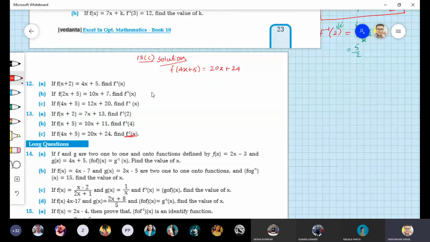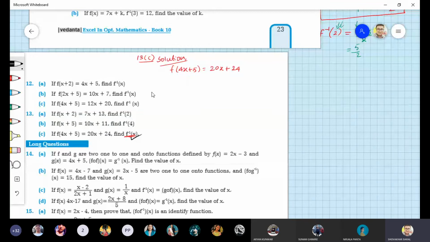For that, you need to find f of x at first. This is not f of x. Some quantity, 4x plus 5, is here. This is a disturbing quantity. So I need to replace this 4x plus 5 with something else to find f of x at first, and subsequently we'll find f inverse of x. So be careful: to find the inverse of any function, at first you need to find that function.